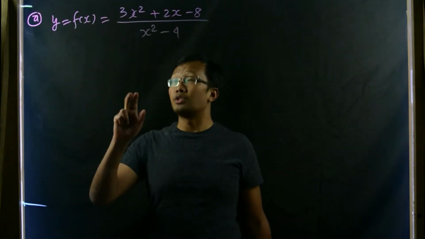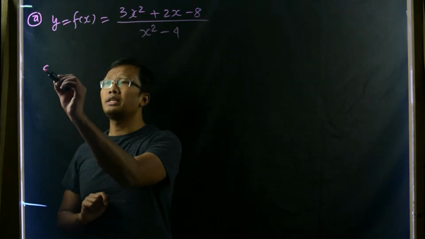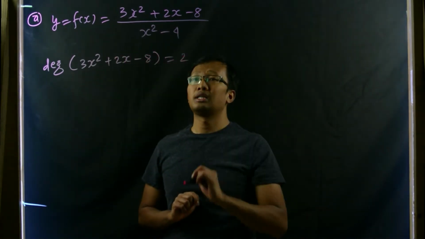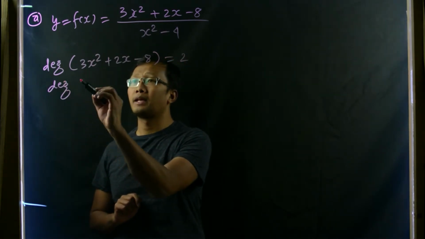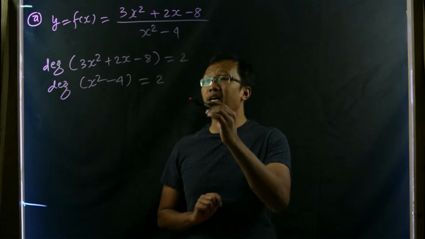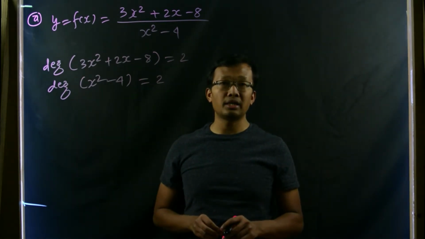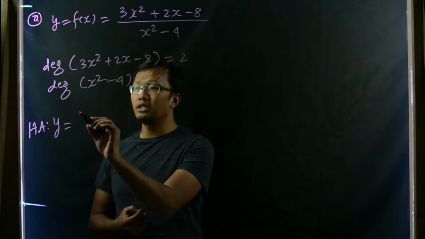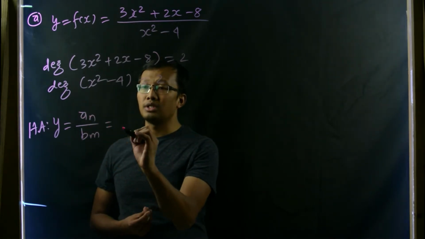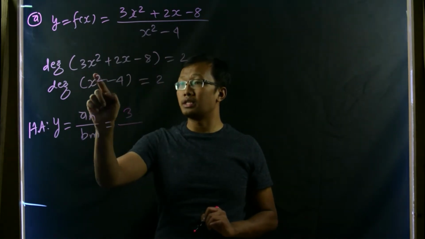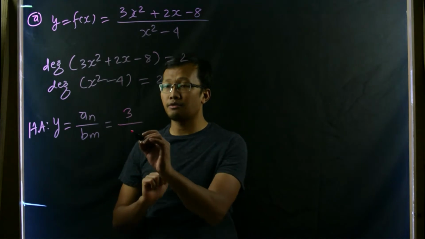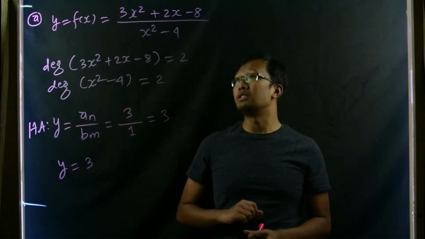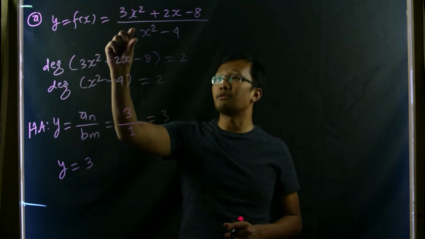Let's take an example. This is a rational function. You can clearly see that the degree of 3x square plus 2x minus 8 equals 2, and the degree of x square minus 4 equals 2. So they are the same. Since the degree of the denominator and numerator are the same, the horizontal asymptote in this case would be y equals an divided by bm. The leading coefficient of this function is 3, and the leading coefficient of x square minus 4 is simply 1, so that's 3. So the horizontal asymptote is y equals 3. We just divide the leading coefficient of the numerator by the leading coefficient of the denominator.